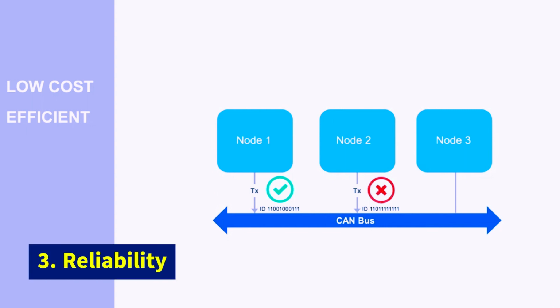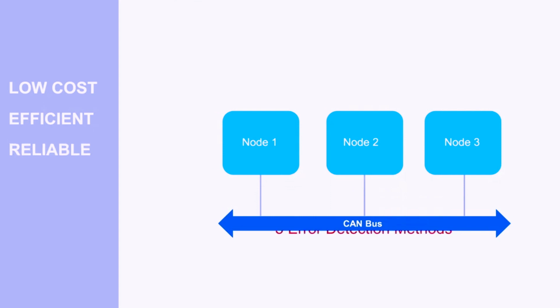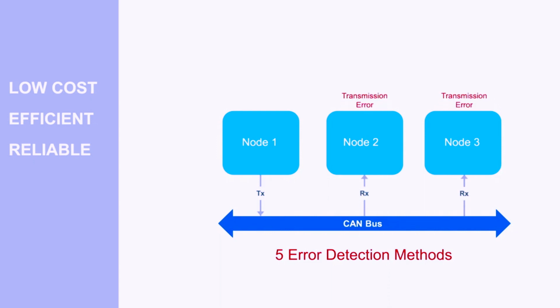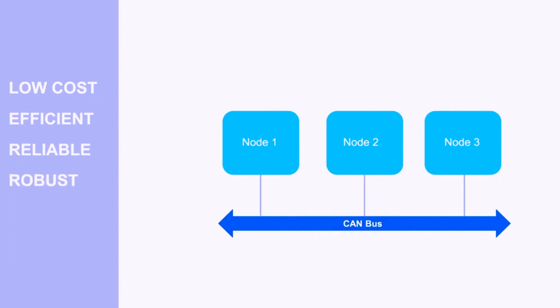3. Reliability. Embedded systems may operate in harsh or noisy environments where data transmission errors are common. Communication protocols include error detection and correction mechanisms to ensure the reliability of data transmission, even in challenging conditions.